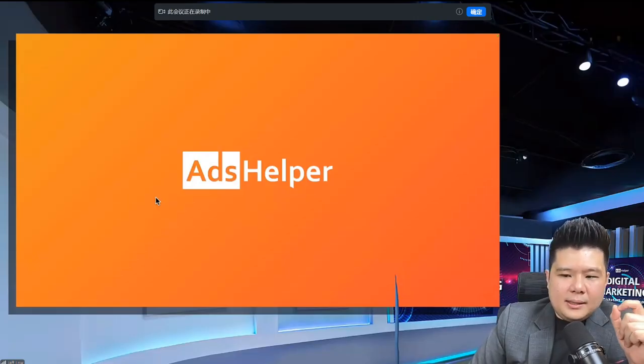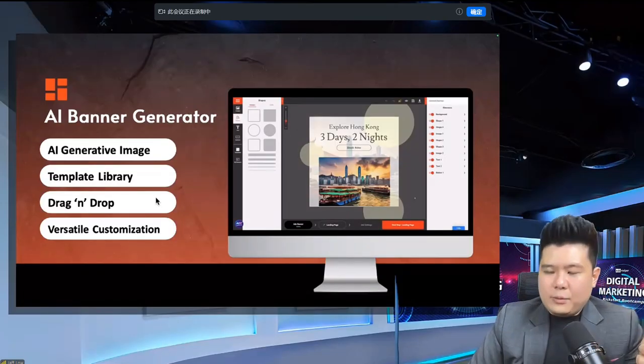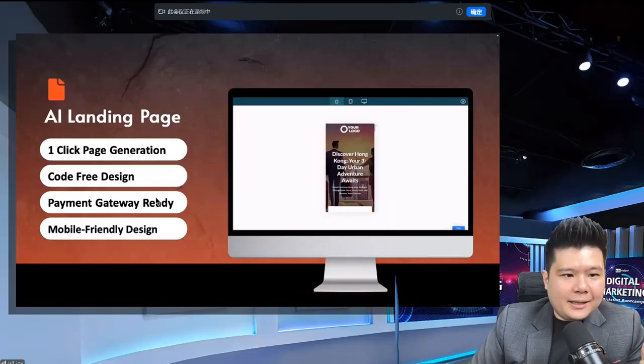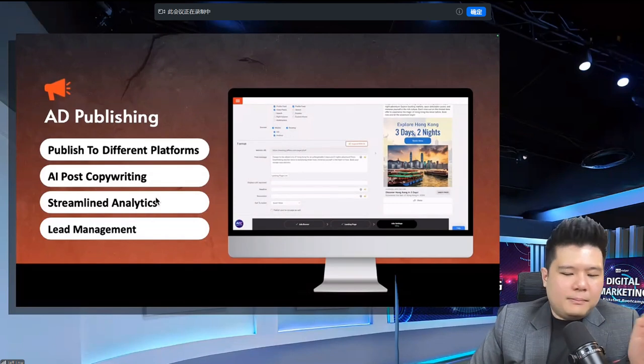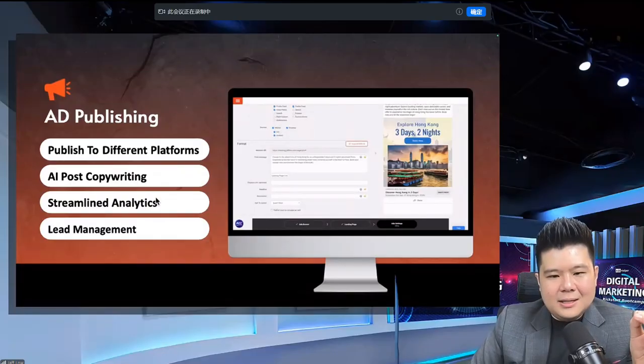We started many years ago with banner generator, but now with AI. We started with landing page, and now also with AI. We started with ad publishing and even got AI. Soon, by end of this year, you will see AdHelper is going to move to another level.